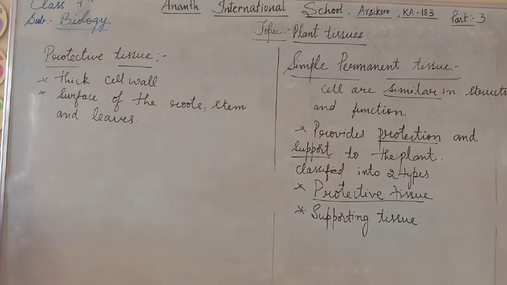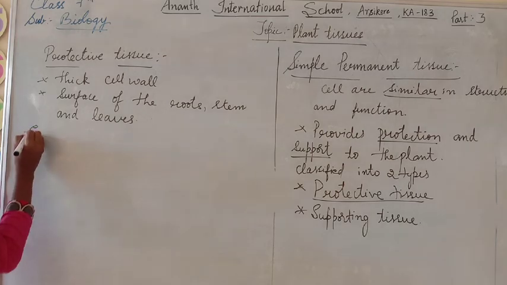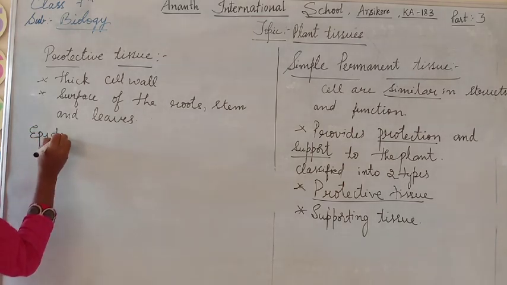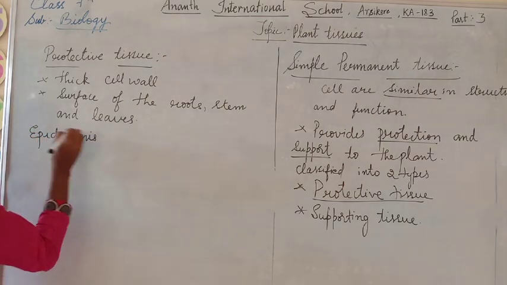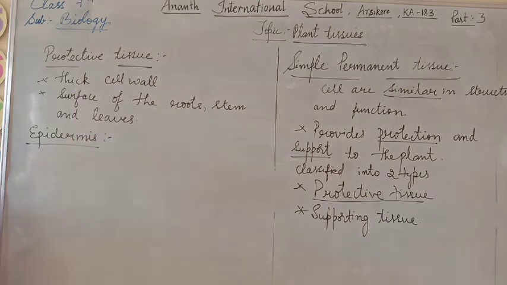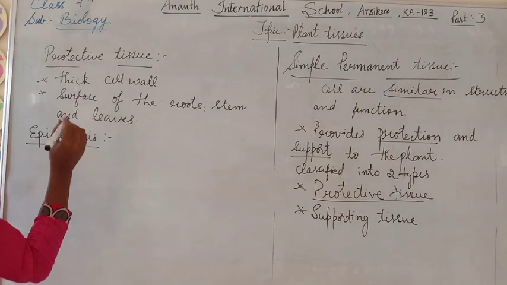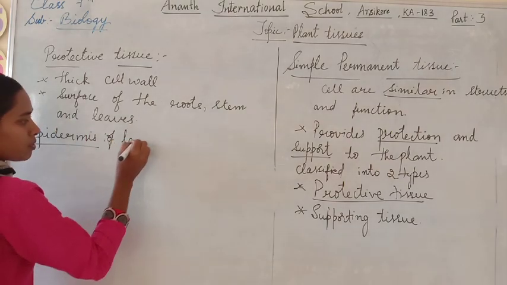An example to understand this protective tissue is the epidermis. The meaning of epidermis is the outer layer of the plant. Now we should take the epidermis of leaves.